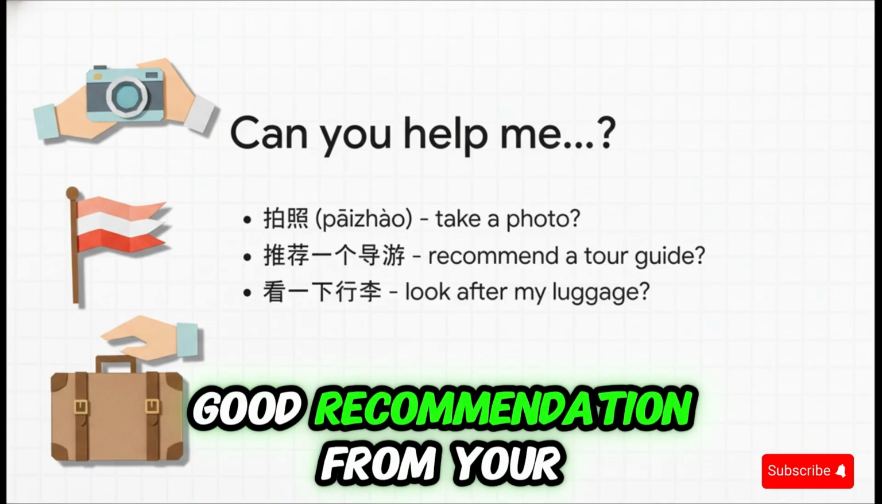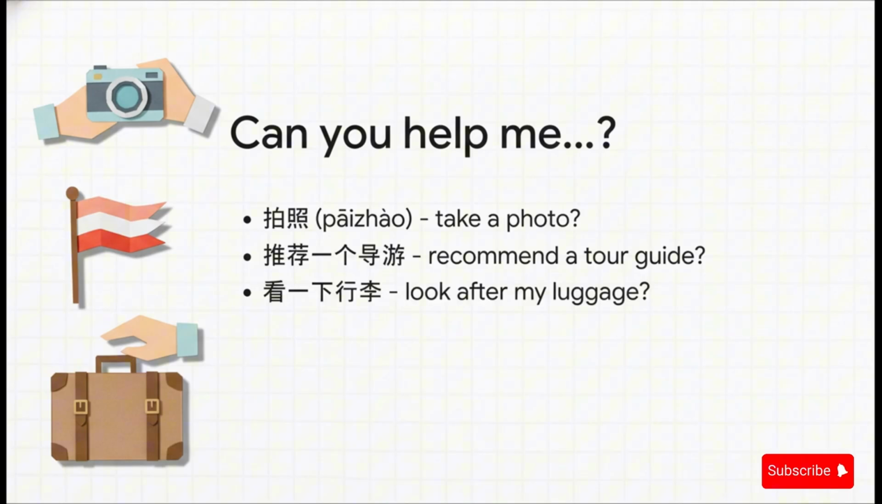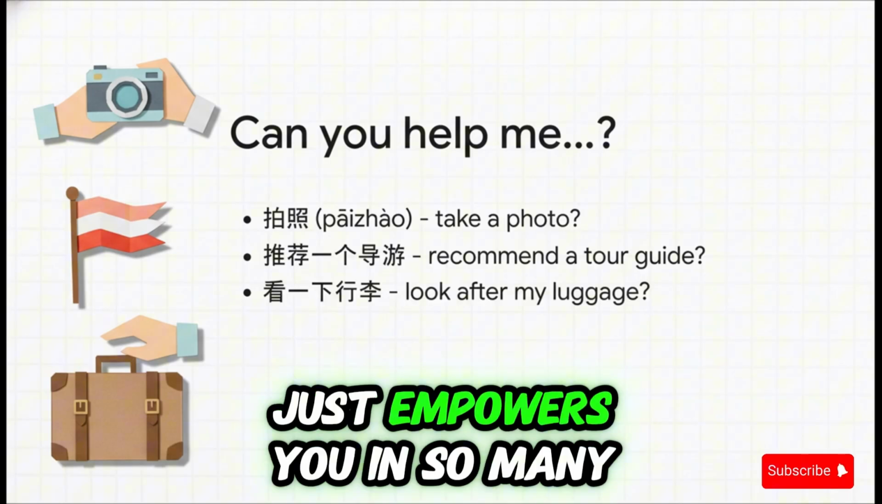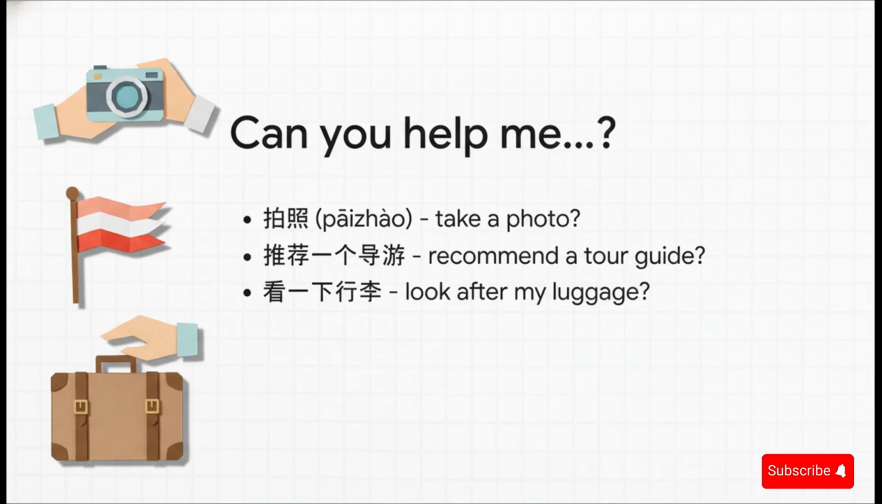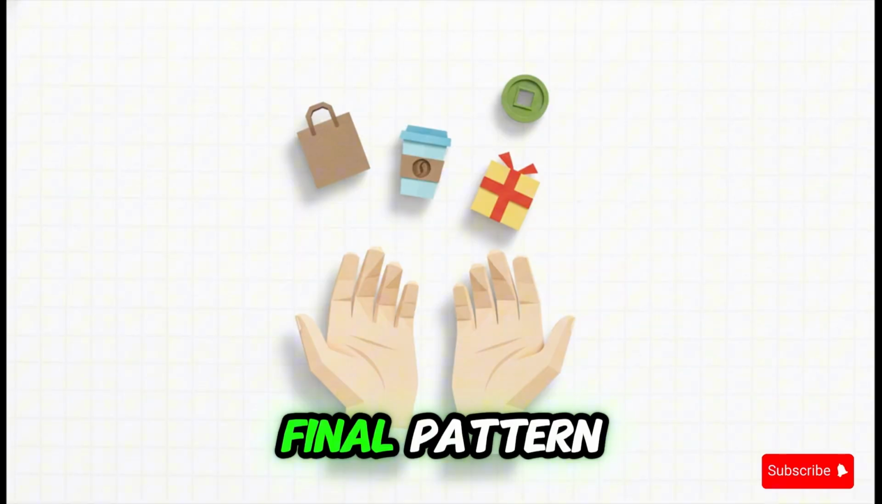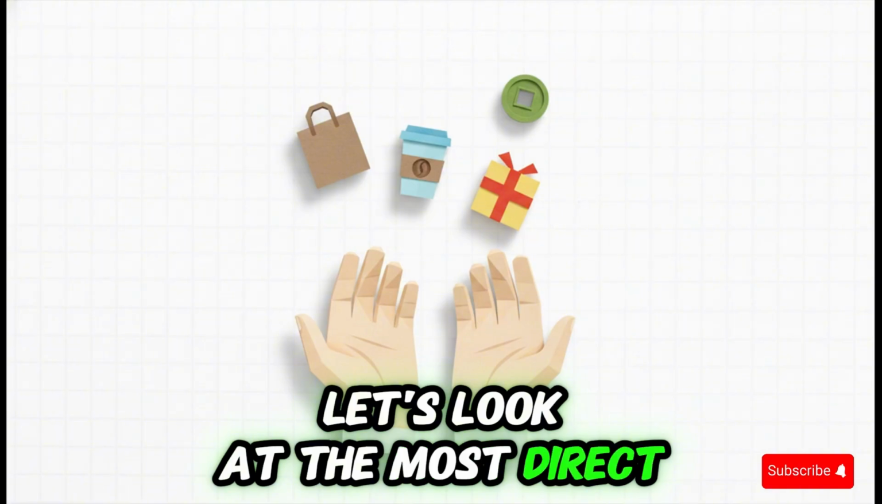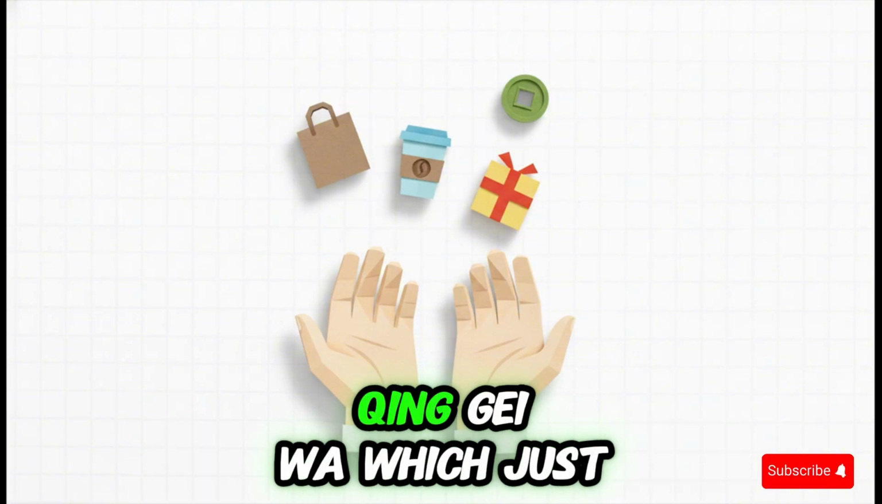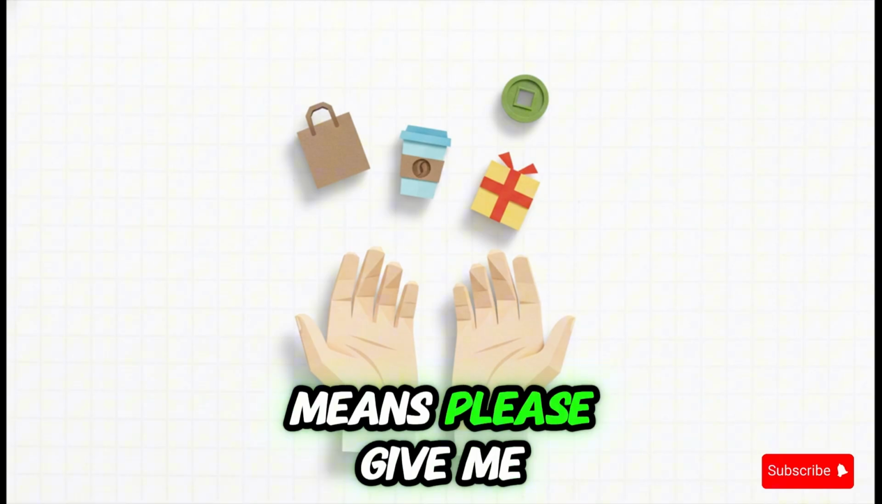Need a good recommendation from your hotel concierge? 你可以帮我推荐一个导游吗? You can see how this one pattern just empowers you in so many different situations. All right, and for our final pattern, let's look at the most direct but still polite way to ask for something. The phrase is 请给我, which just means please give me.